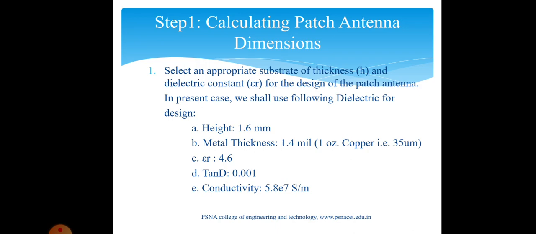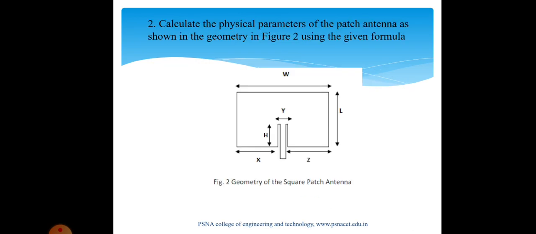For example, the FR4 substrate, with a height of 1.6 mm, available in the market. Metal thickness is 1.4 mils, or 35 micrometers. The copper material thickness is generally like a PCB board, 35 micrometers, and epsilon r is 4.6. Tan delta is 0.001 for the material, and conductivity is 5.8 times 10 power 7 Siemens per meter. And the parameters that we can calculate using the calculator are the width, the length, and the inset formula.